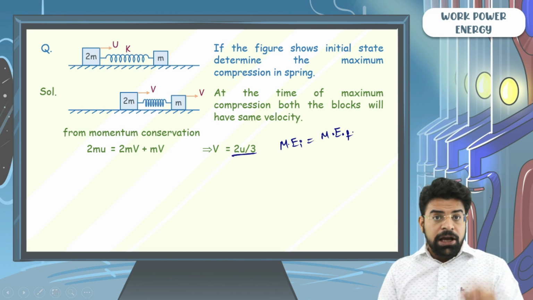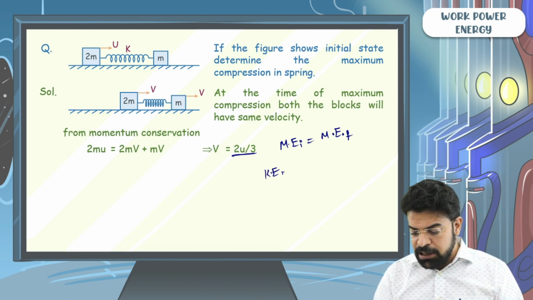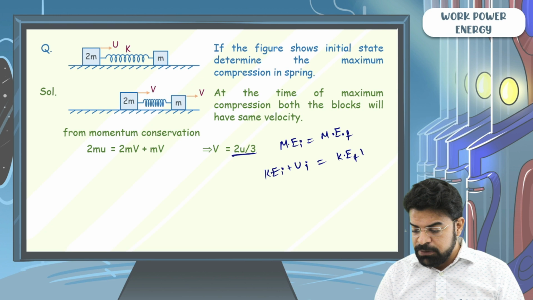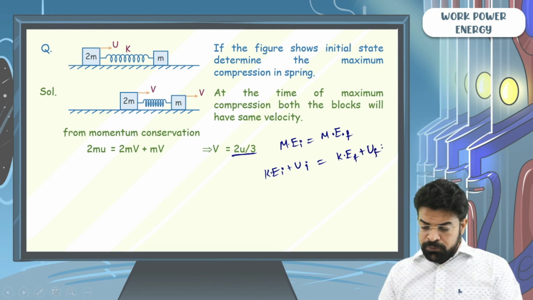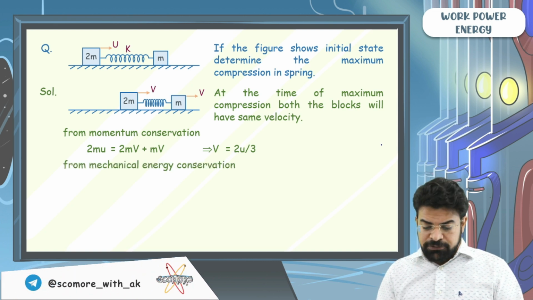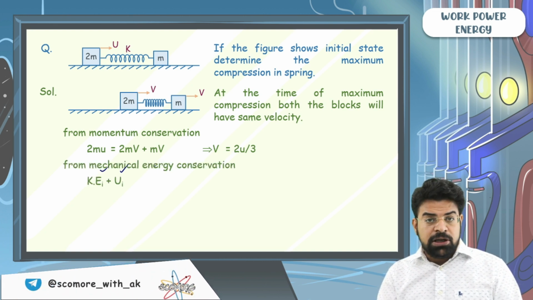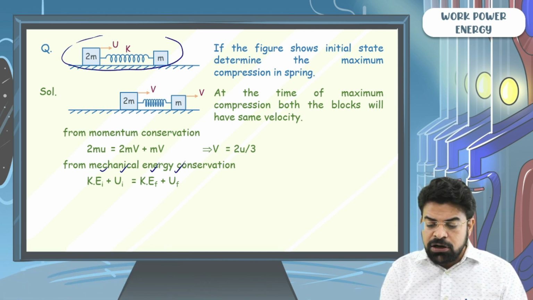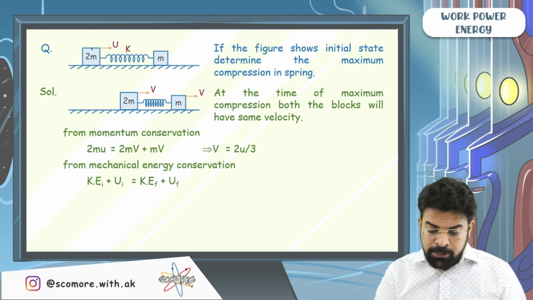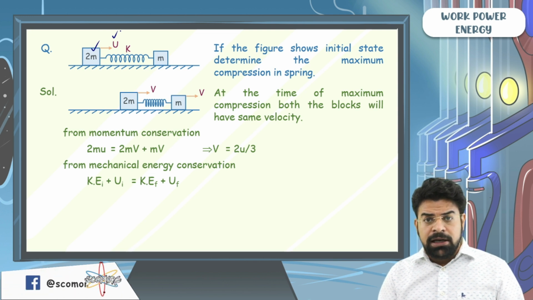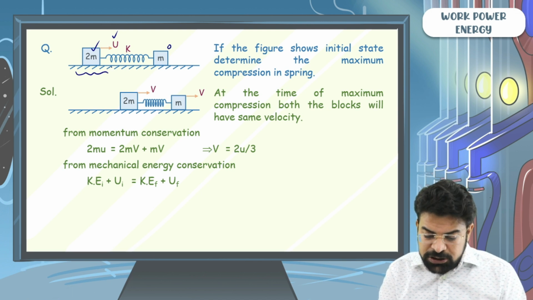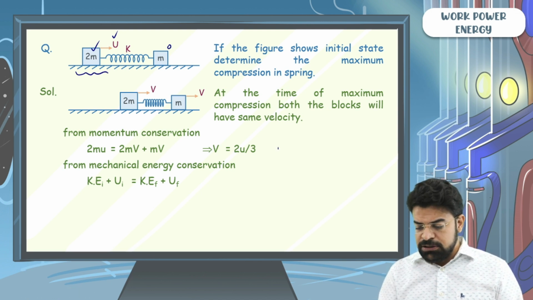Initial mechanical energy is nothing but initial kinetic energy plus initial potential energy. Final mechanical energy is final kinetic energy plus final potential energy. So, using the mechanical energy conservation, initial kinetic energy plus initial potential energy equals final kinetic energy plus final potential energy. Initial kinetic energy of this system will be how much? Initially the mass 2m has a speed u, and the second mass has 0 speed. So all the kinetic energy of the system is just with the first mass. So the initial kinetic energy of the system will be half into 2m into u square.